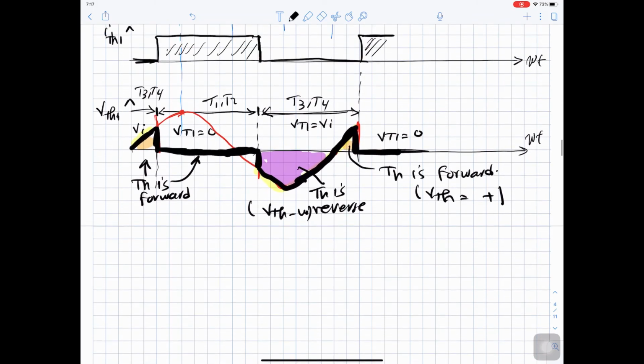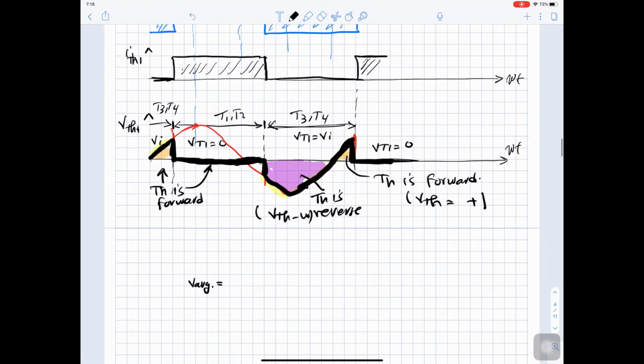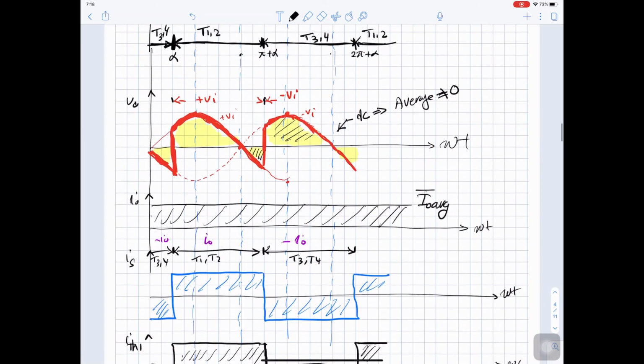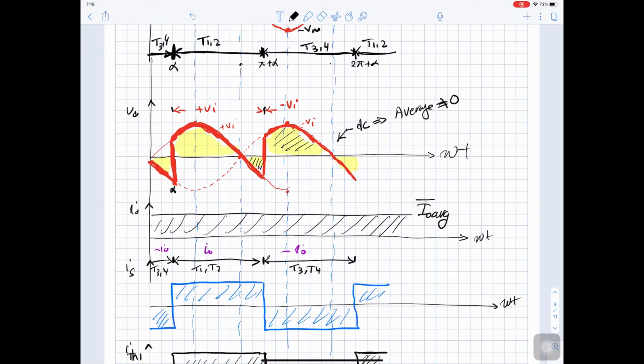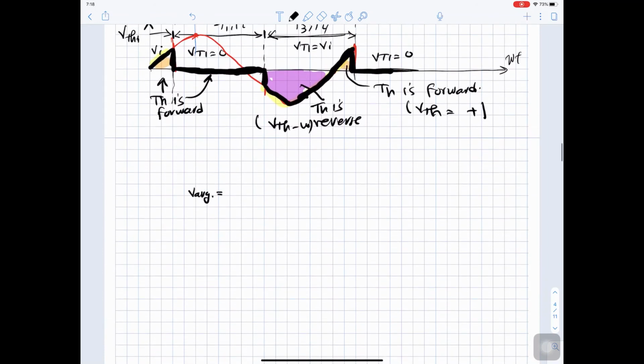Now let's do the calculation for V average. If we take this waveform here, here is alpha, here is pi plus alpha, and this waveform will be repeated again, as you can see. So this is the repeated pattern. To get the average, our repeated pattern is something like this. Here is pi plus alpha, sorry.